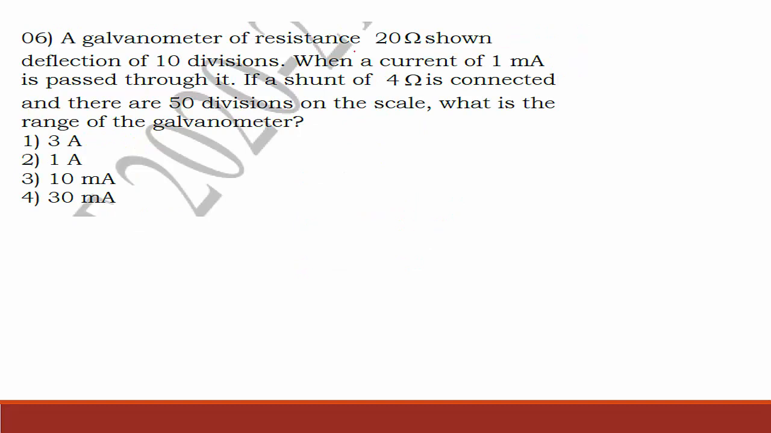A galvanometer of resistance 20 ohm shows deflection of 10 divisions when a current of 1 milliampere is passed through it.